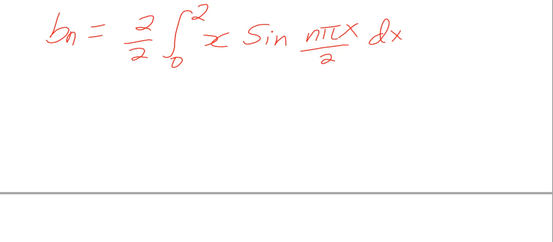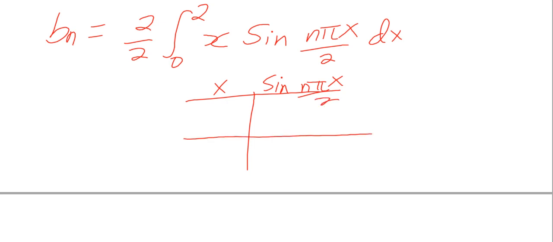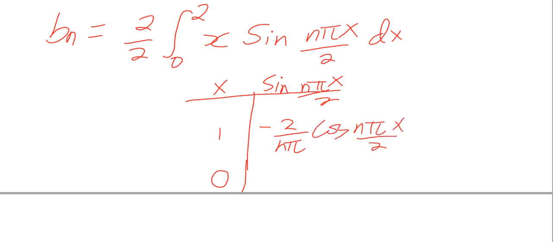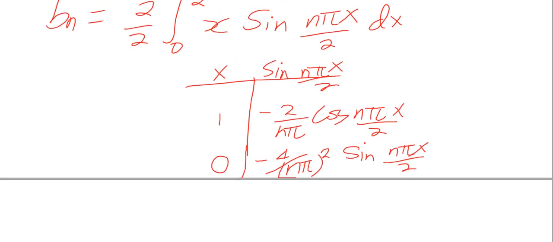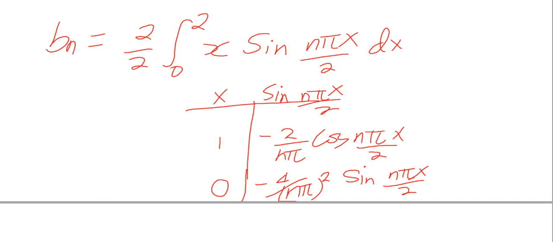And now here we can use the tabular integration method. So I'll have x and sine of n pi x divided by 2. Then I differentiate x to get one, and differentiate again to get 0. Then integration of the sine term will give us minus 2 over n pi cosine of n pi x divided by 2. Integrate again, we get minus 4 over n pi squared sine n pi x divided by 2. So that Bn here, the coefficient 2 over 2 is just 1.